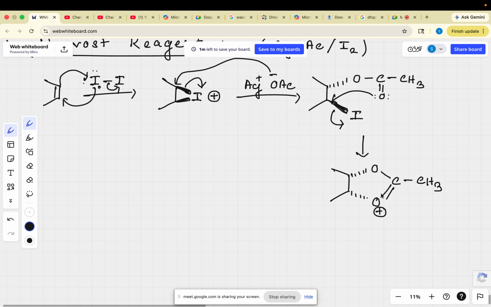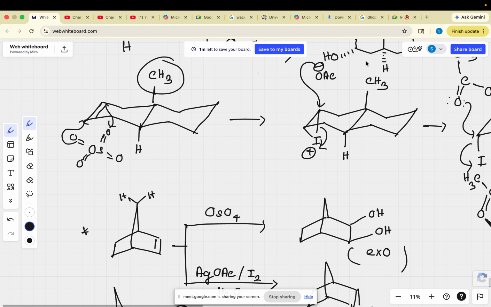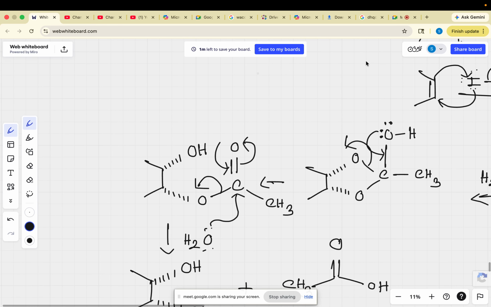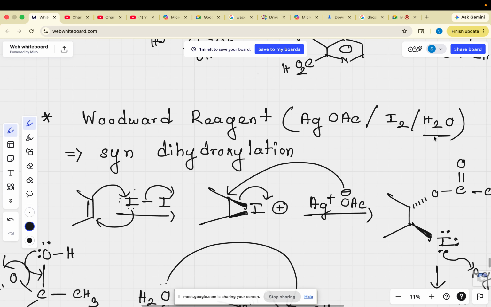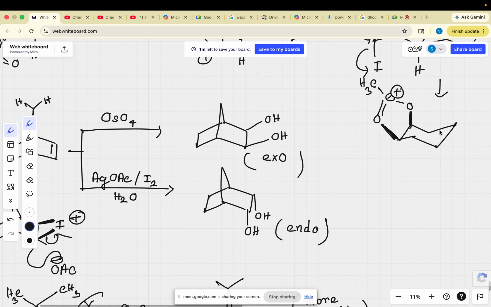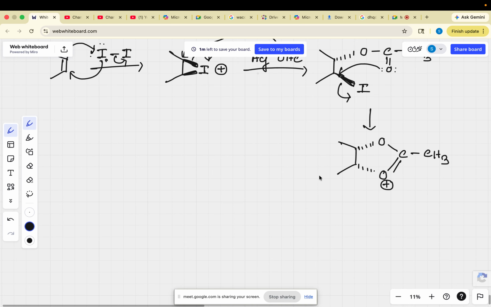Now what is the difference between your Woodward reagent and this Prevost reagent? In Prevost reagent we are not using water. If you see in Woodward reagent, we are using water. Water is present there, but in Prevost reagent water is absent. That is the only difference. And if water is absent, again OAc minus is the nucleophile.